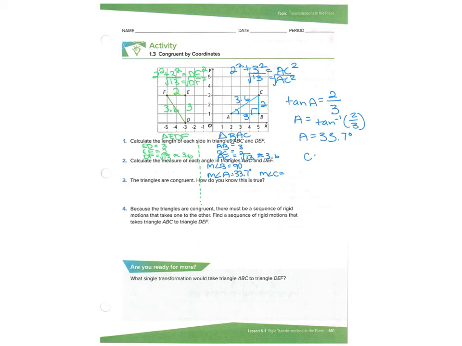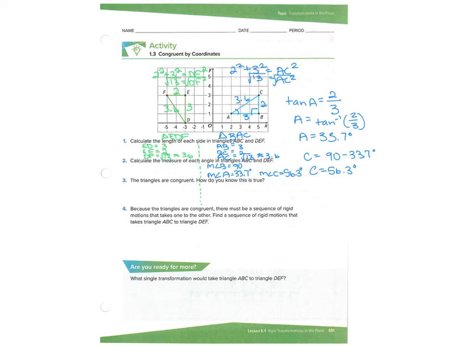And if you remember, to get C, a quick thing I can do is 90 minus A, because they have to add up to 90 degrees. And so C then would be equal to 56.3 degrees. If you are having trouble remembering this from our previous unit, come to office hours and I'll help you. This is where our trig just kind of pops up when we're doing this unit.